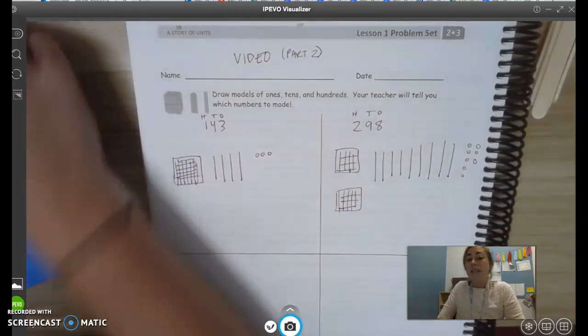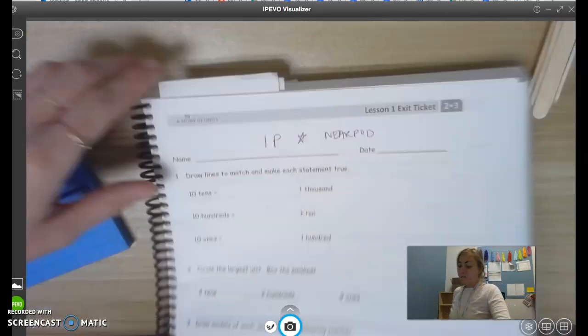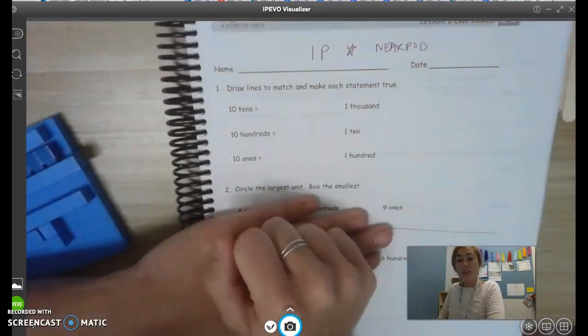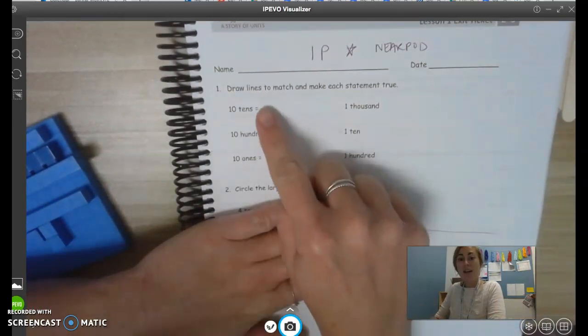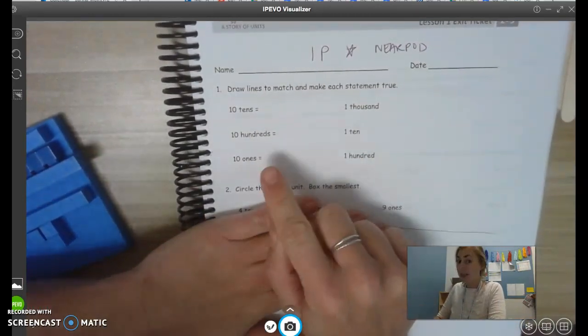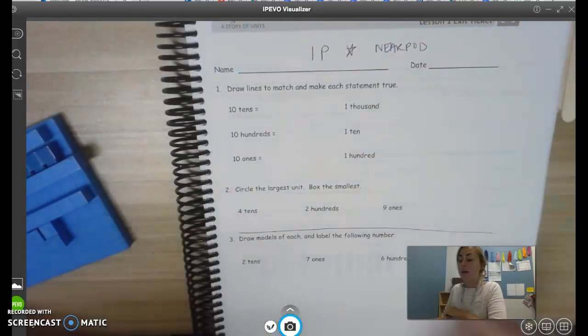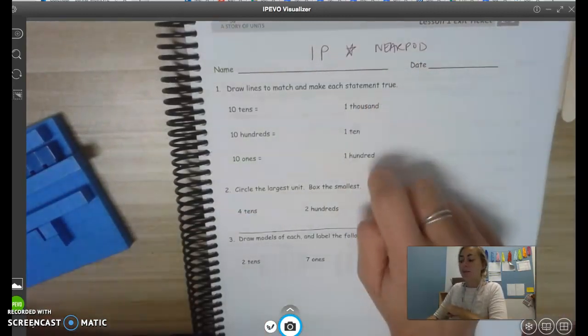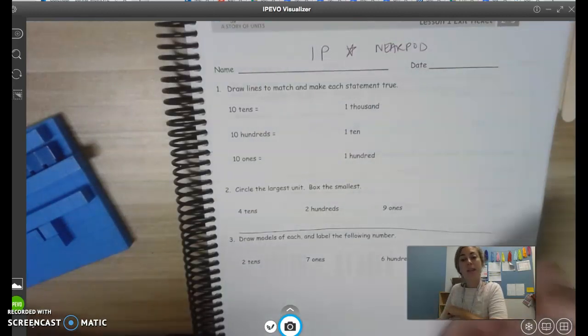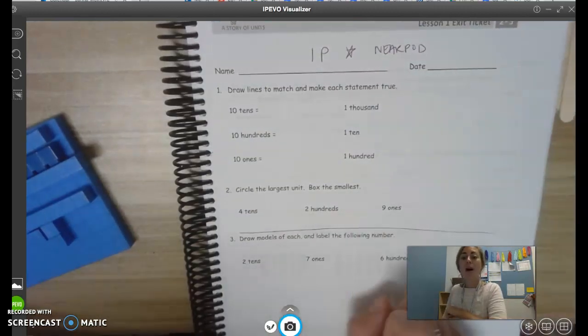For your activity today, you're going to be simply drawing lines to match each statement to make it true. So you have to find the 10 tens, 10 hundreds, and 10 ones to match it to the corresponding unit. Then you're going to circle the largest unit and box the smallest.